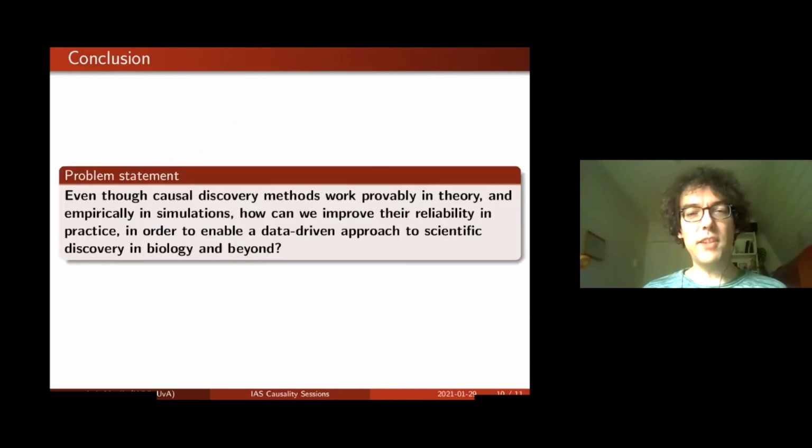So basically the general problem statement I would like to pose here is, even though causal discovery methods work provably in theory and also empirically in simulations, how can we improve their reliability in practice in order to enable this promised data-driven approach to scientific discovery in biology, but maybe also in other disciplines?